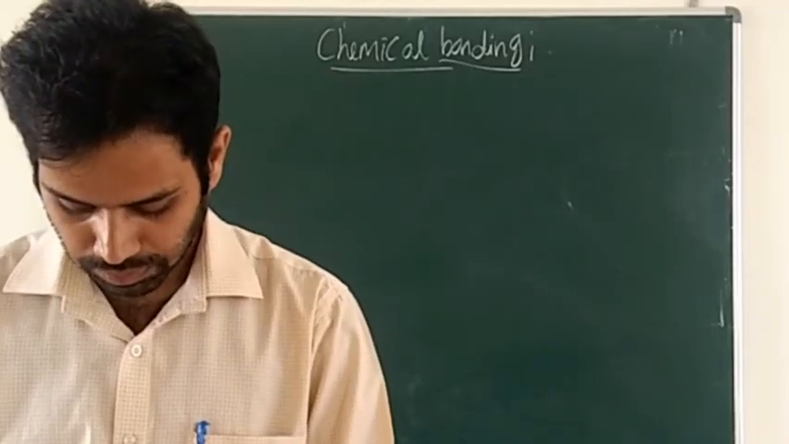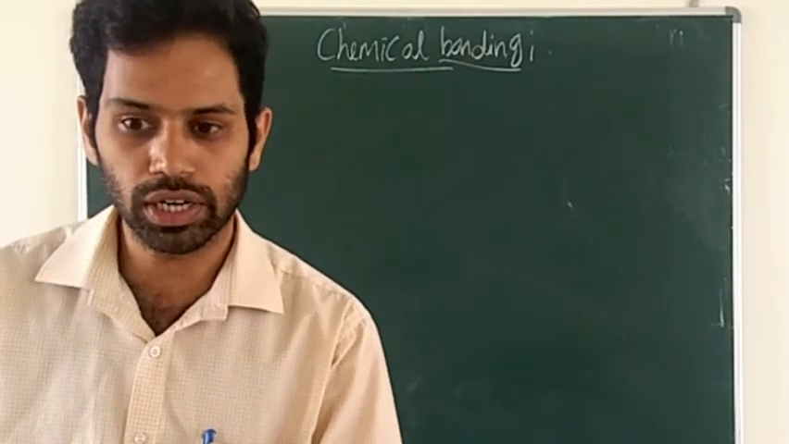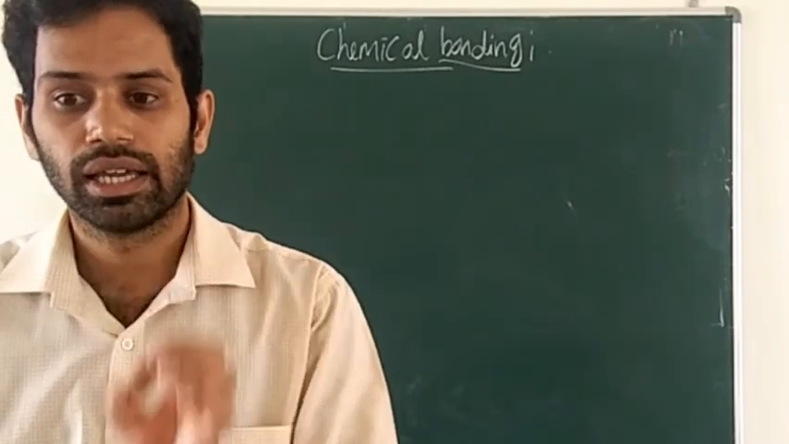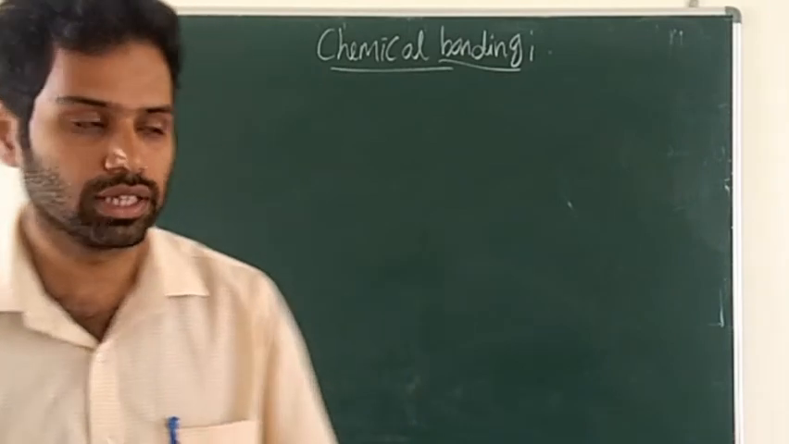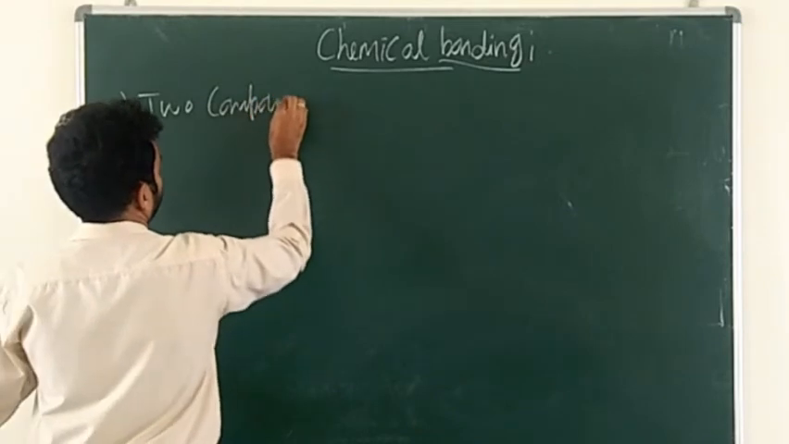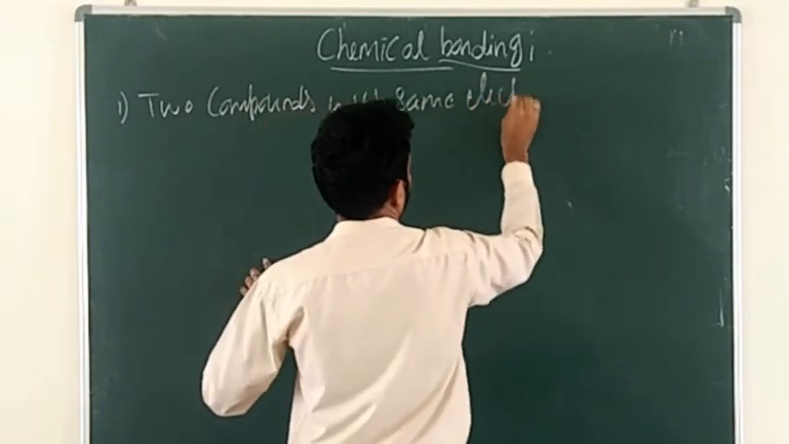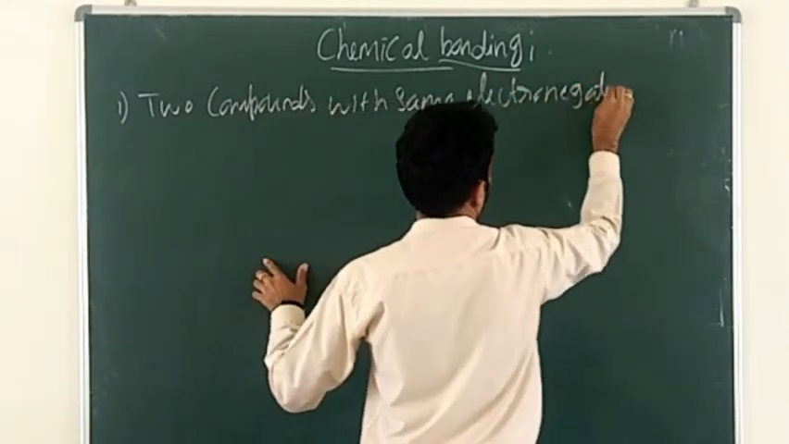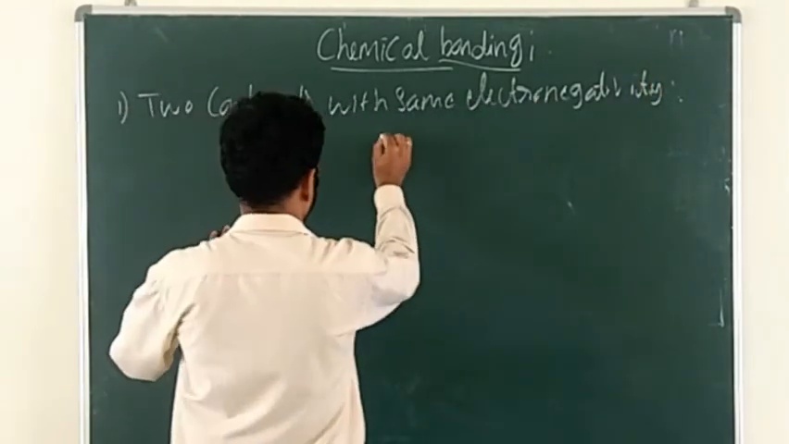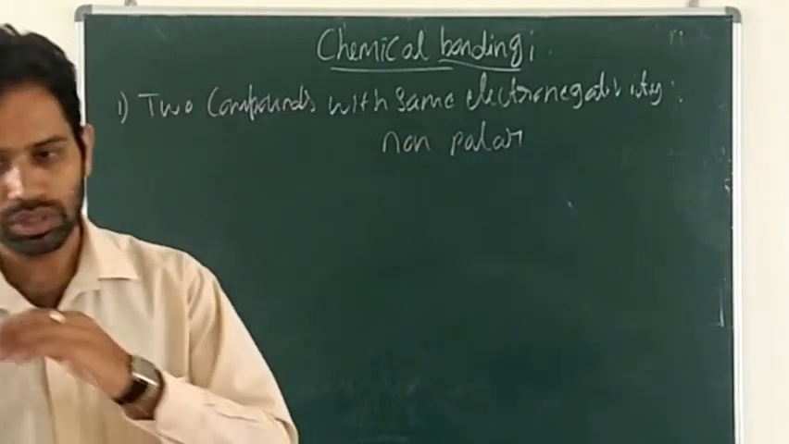Next topic now. Two compounds with the same electronegativity: are they polar covalent compounds or non-polar covalent compounds? If they have the same electronegativity, they are non-polar. Keep it in mind there. The type of compounds with the same electronegativity are non-polar.